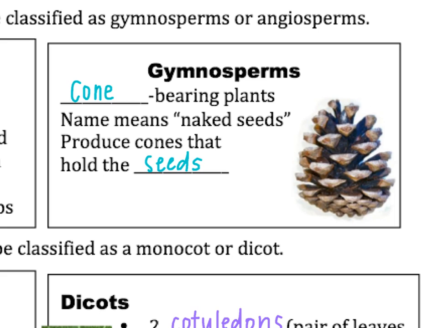The name gymnosperm actually means naked seed. So instead of the seed being enclosed in a fruit, it's on a cone. If you look at the cone, it has these little petals. The seed is just going to sit right at the base of each of the little petals, so it's kind of exposed. So these plants produce cones that hold the seeds rather than a fruit.